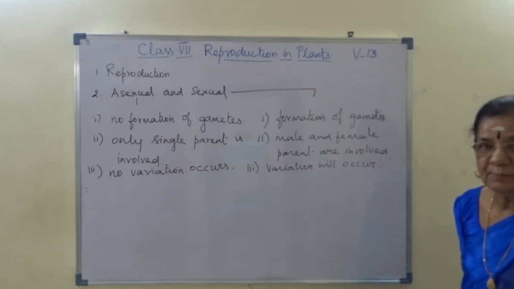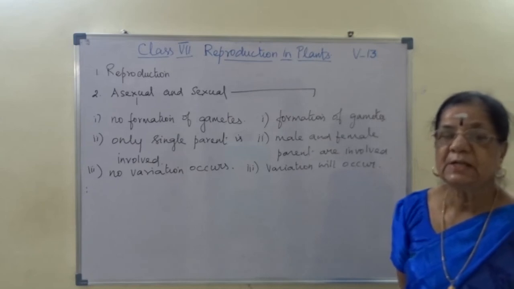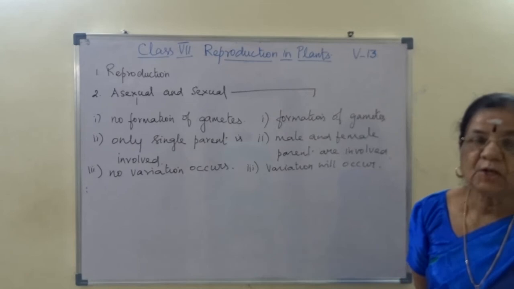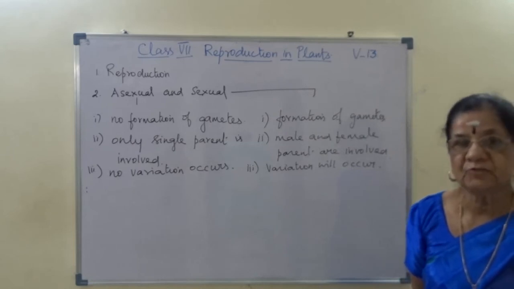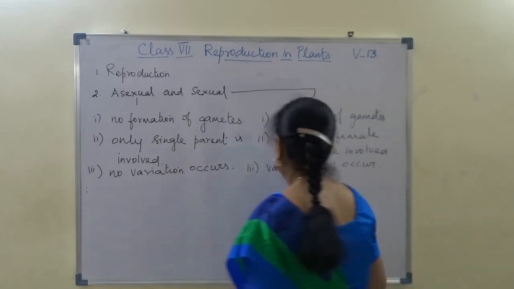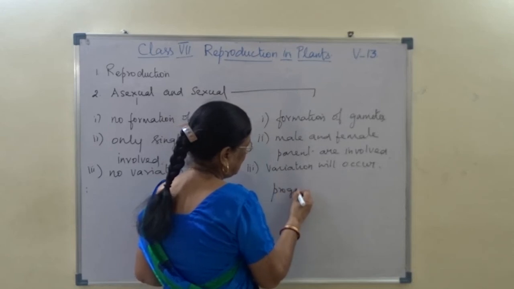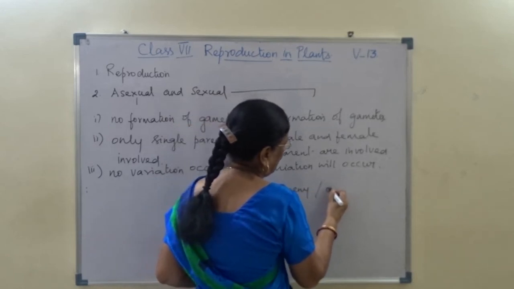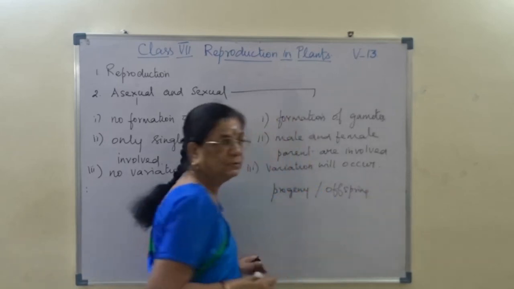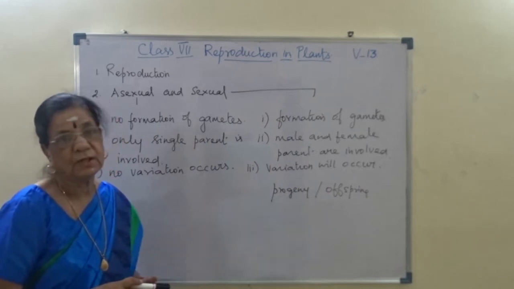A male and female have different characters, so those characters are brought to the offspring, the child. There are newly formed daughter cells, that is progeny or offspring.